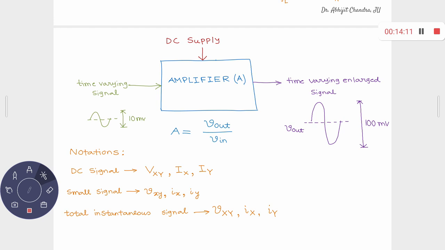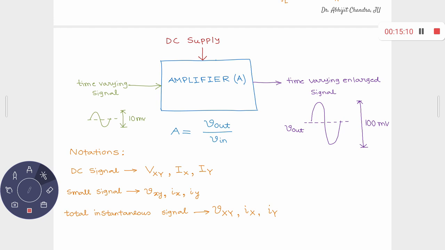Therefore, in our design and analysis, we encounter different types of signals. One is the DC signal that you have already seen in the last unit on biasing operation. Then you have a purely time varying signal which contains no DC, and obviously the summation of these two, a signal which involves the time varying part as well as some DC average part. Accordingly, we have three different notations. Whenever we consider a DC signal, the notations are all capital: voltage, current, all of them, like VXY, IY, are in capitals.